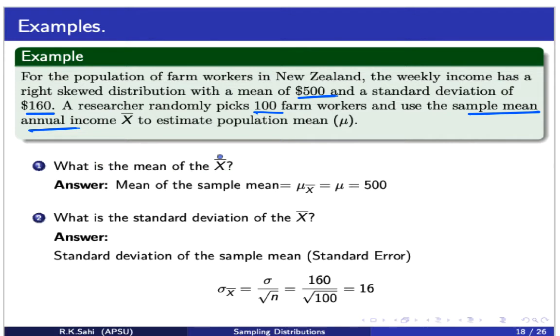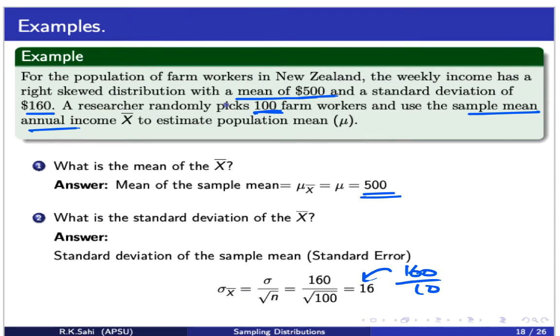So let's look at the first question again. What is the mean of the sample mean? The mean of the sample mean, guys, is given by mu subscript x bar, and it is the same as the population mean. So the population mean is 500, and that's what goes here. Now what is the standard deviation of the sample mean? The standard deviation of the sample mean, the other terminology being standard error, is given by sigma x bar, which is equal to sigma over square root n, which is 160 divided by square root of 100. 100 is the sample size, guys, so this is equal to 160 divided by 10, which is 16.